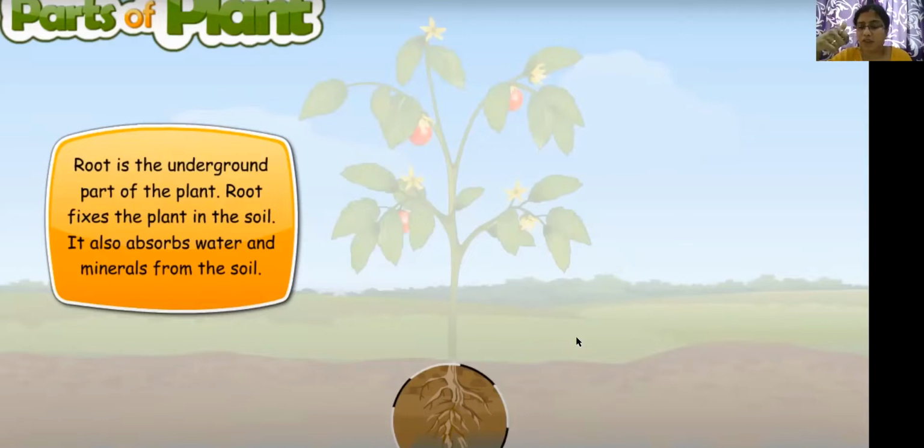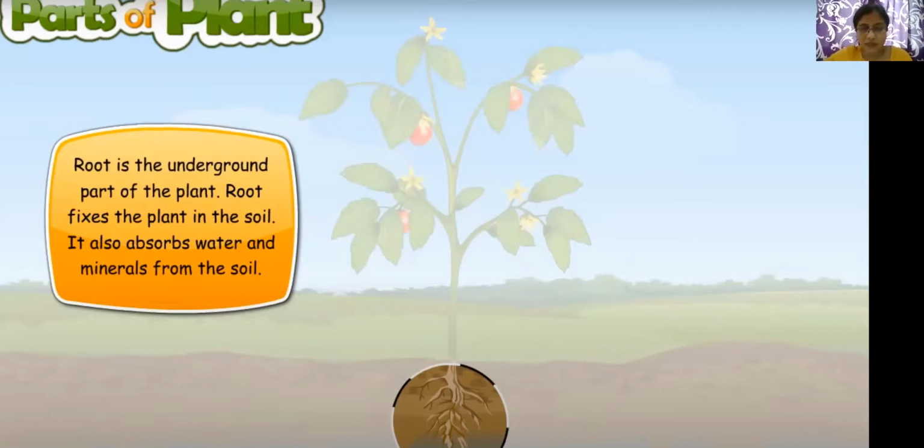And the major function is, the root also fixes the plant into the soil. It holds the plant so that the plant can stand straight, be it a straight plant or a spreading creeper plant, a small plant or a big tree. Whatever kind of plant it might be, the root of that particular plant helps it to stand strong on the ground.